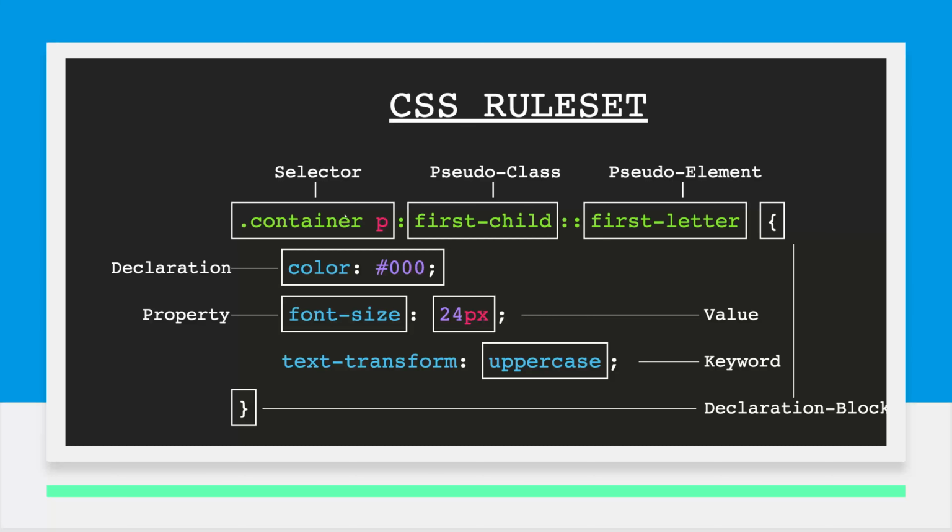Or not of the container. All the P elements that are a first child inside the container. Remember, this means inside the space here, so inside the container. Cool. And then we go further and select something inside of that paragraph.